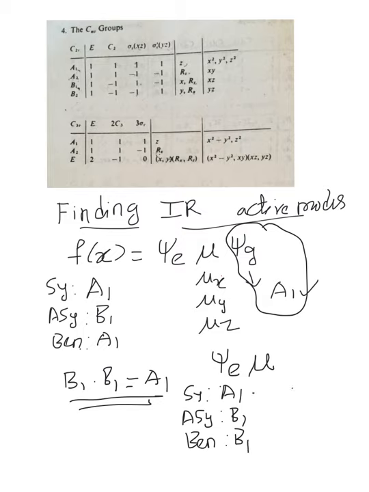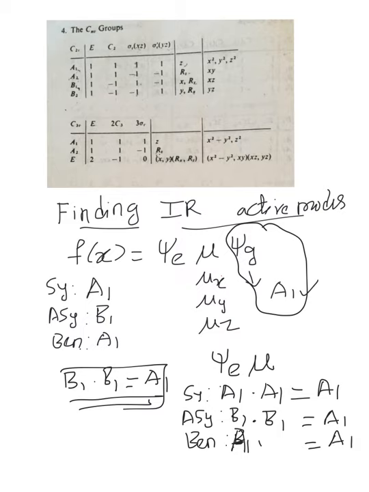So if I need to get A1, this should be multiplied by A1. For the anti-symmetric stretch, if I need to get A1, it should be multiplied by itself, so I should get B1. Here, sorry, this bending is A1. Here, in order to get A1, I should multiply by A1. So the mu x, mu y and mu z components.